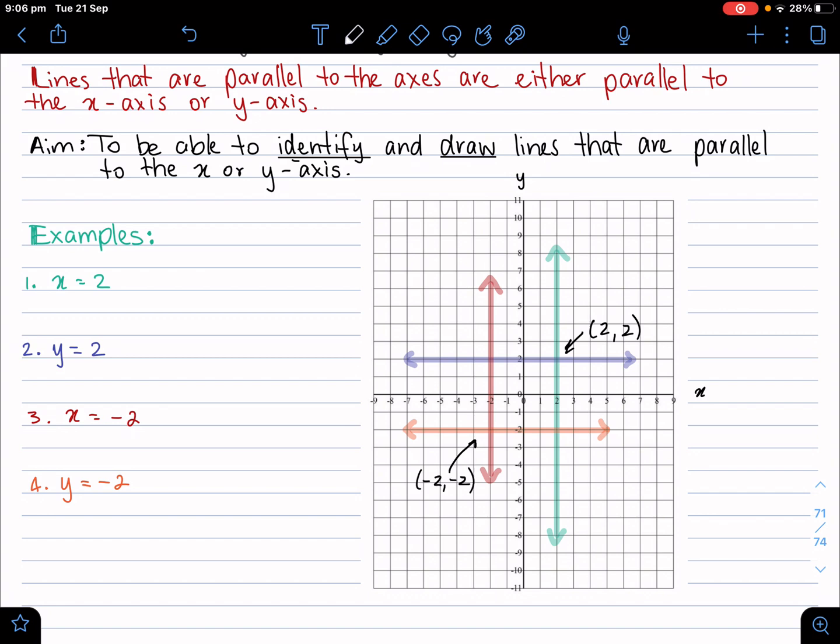And if I said, at what point does the red and the blue line cross over? Well, I can see that there as well, which is negative 2 and 2. And the last point of intersection there is the orange and the green, and that crosses over at 2 and negative 2. We call those points of intersection.